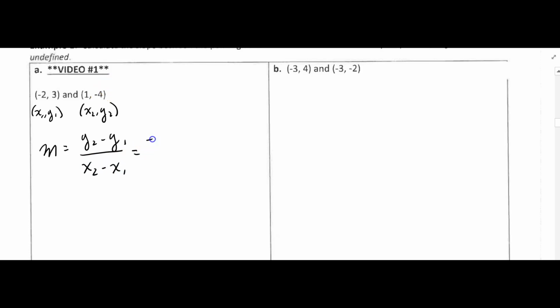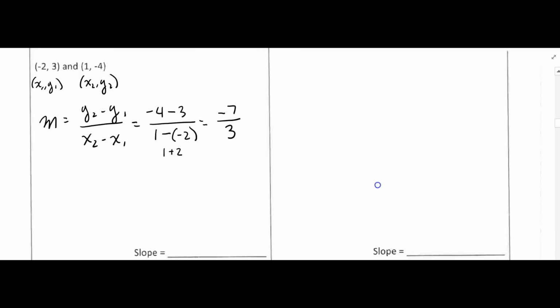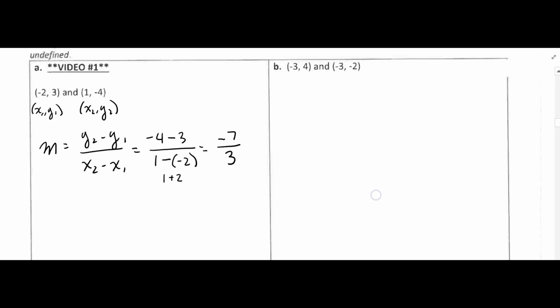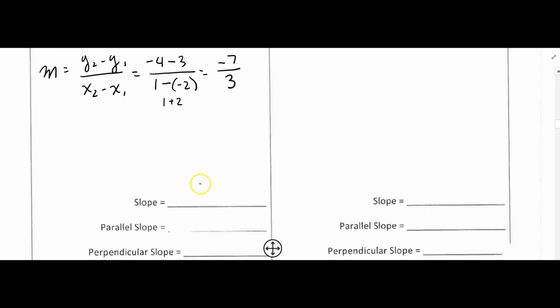So my y2 is negative 4 minus, and my y1 is 3, and then x2 is 1 minus, and then my x1 is negative 2. So I'm going to put that in parentheses there. So this becomes negative 4 minus 3, which is negative 7, and 1 minus negative 2, which is 1 plus 2, which gives me 3. So my slope of the line that goes through these 2 points is going to be negative 7/3. So a line that's parallel to it would have the same slope, so it would also be negative 7/3.